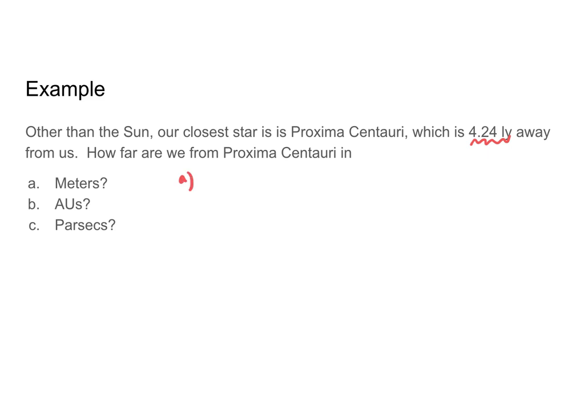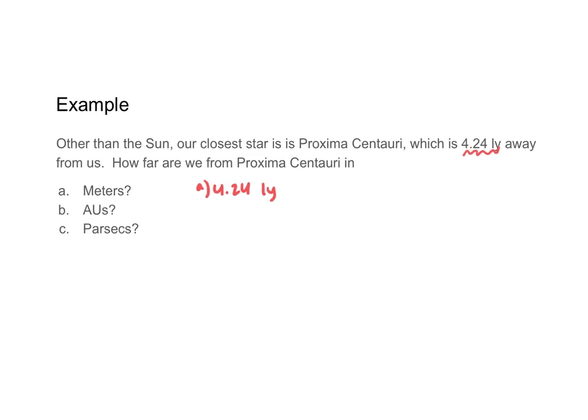So I know that 4.24 light years is what I am converting away from. And I want to go from light years to meters. So I'm going to put meters in the numerator and light years in the denominator. 1 light year is 9.461 times 10 to the 15th meters.